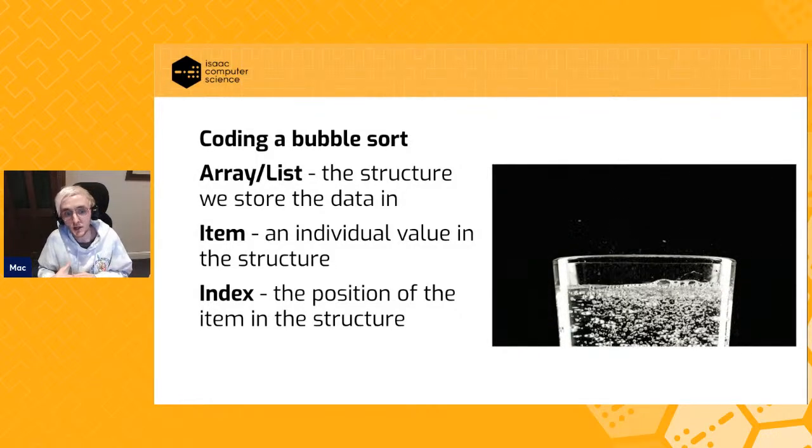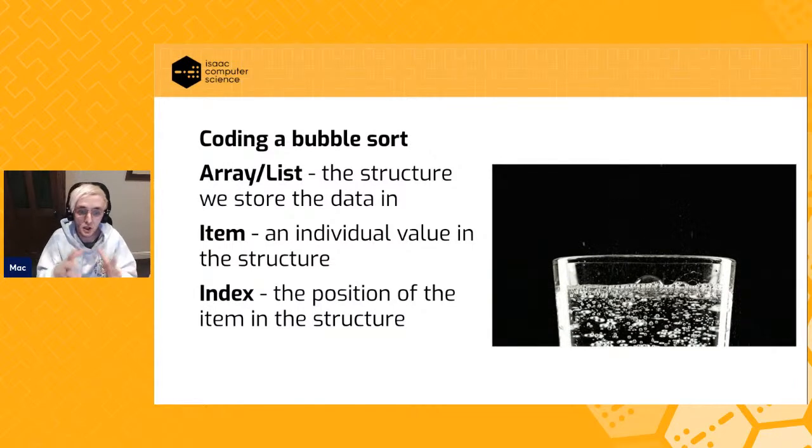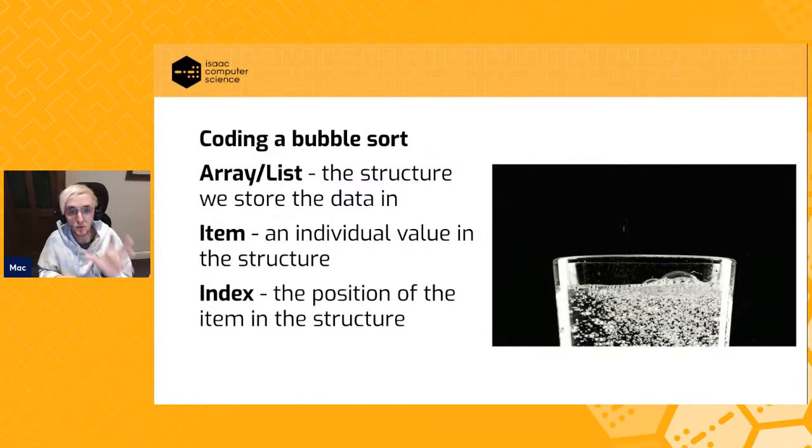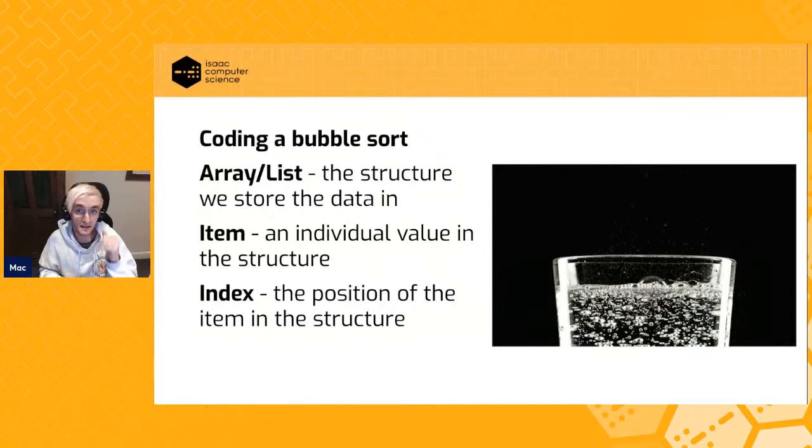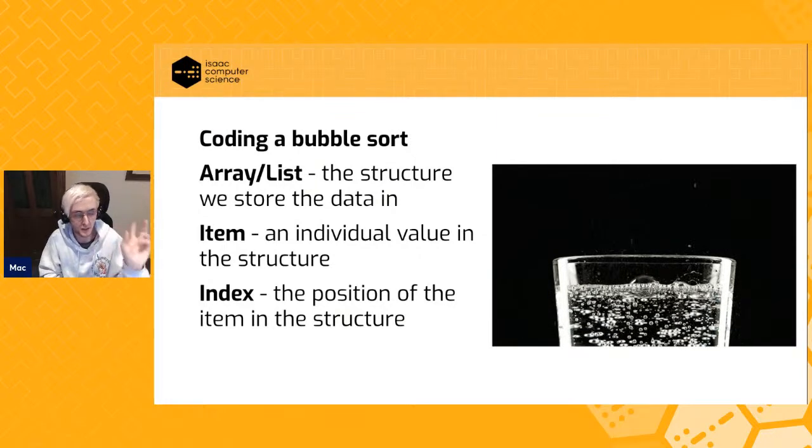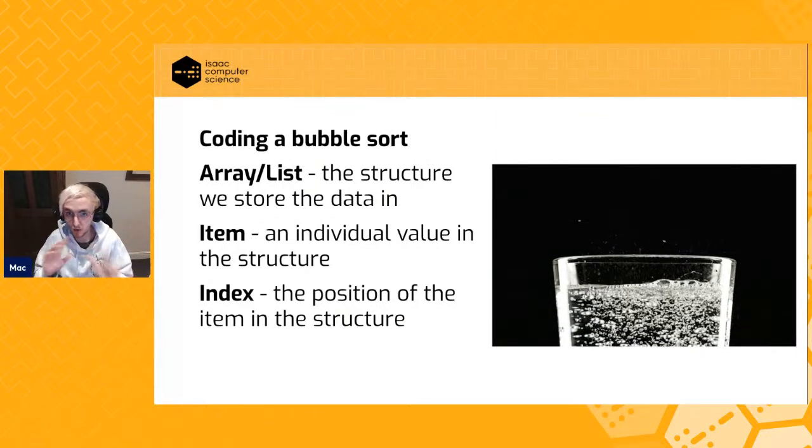And then finally, we're going to use indexes. That's the position of an item in the structure. We all know in arrays and lists, indexes start at 0. So the first item will have the index 0, and then it will count up from there. So that's a little bit of terminology that I'm going to be using going forward, and I just want to make sure we're all on the same page.